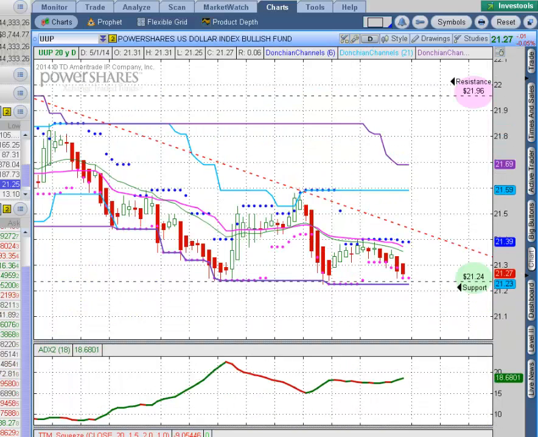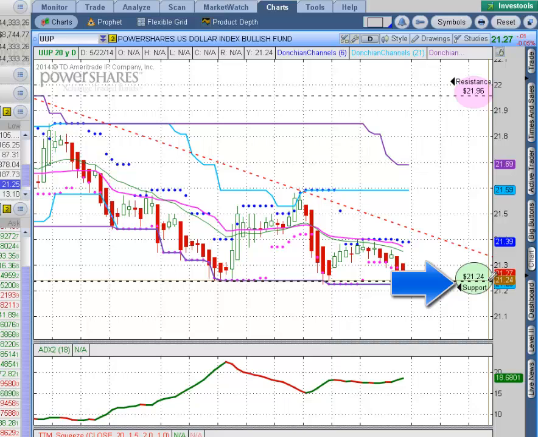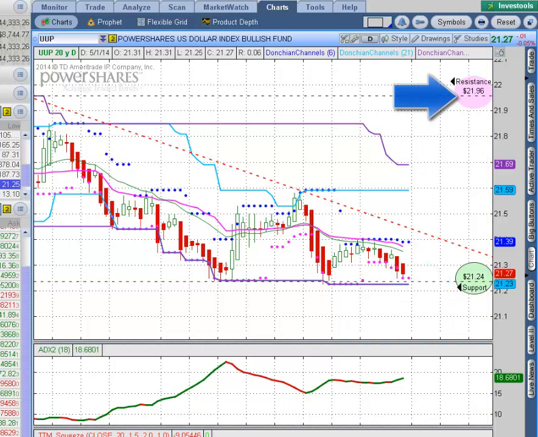The US dollar closed down slightly. Price remains in the downtrend channel and continues to approach support at 21.24. This is seen by the green oval. Resistance is at 21.96 as seen by the pink oval.